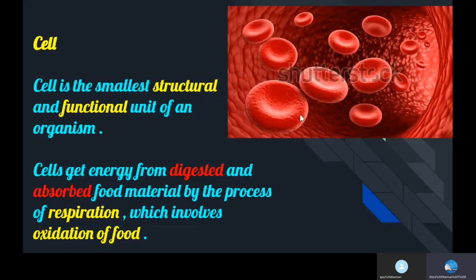This energy is obtained from the digested and absorbed food material by the process of respiration, which involves oxidation of food. Therefore, all living organisms respire to get energy by the oxidation of food. And this is the cell.